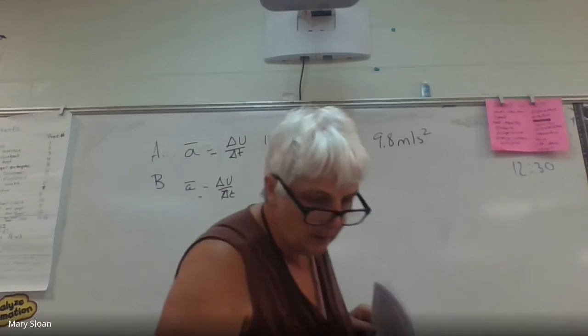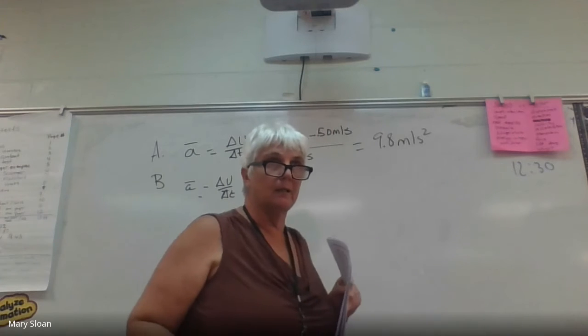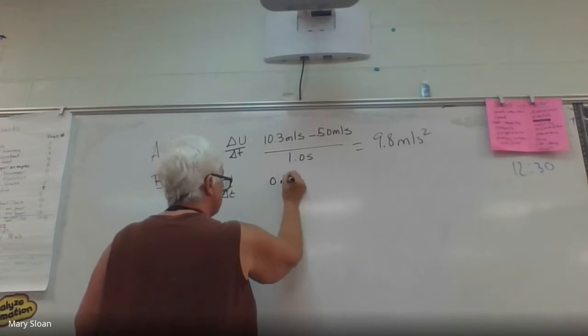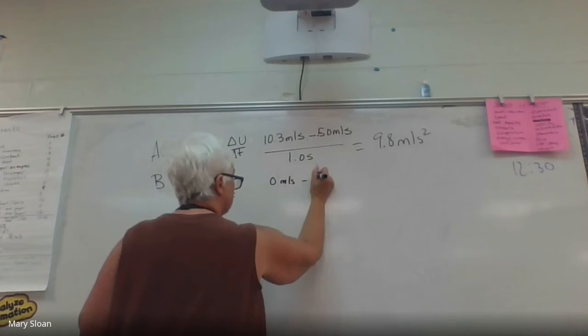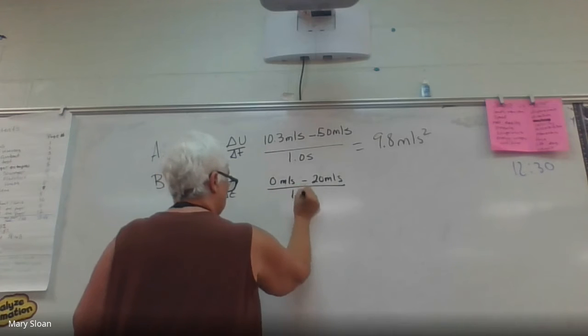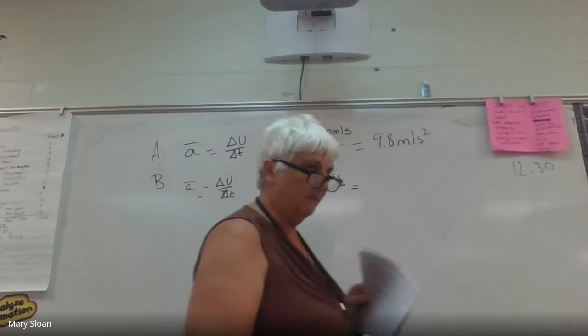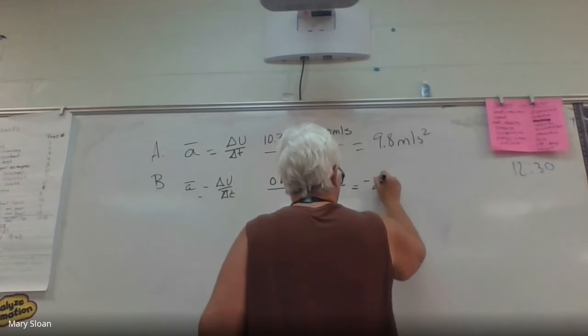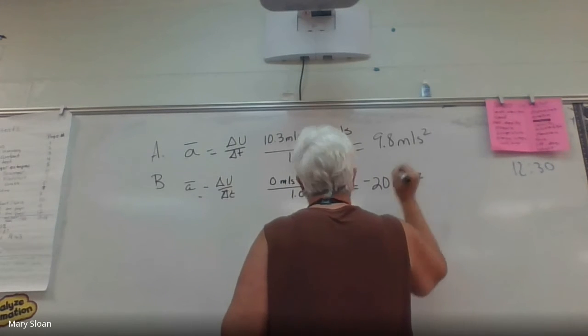What is going on with B? Well, he's stopping, isn't he? He's going to rest. So if he's going to rest, what's my final velocity? 0 meters per second. And what did he start off with? 20 meters per second. And what was his time? Okay. Let's do the math. Alpha y enter. We got 0 minus 20 over 1.0. What did you get? Negative 20 meters per second squared, correct?